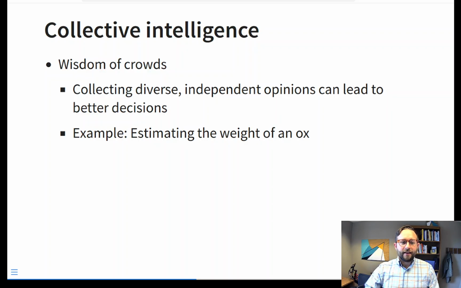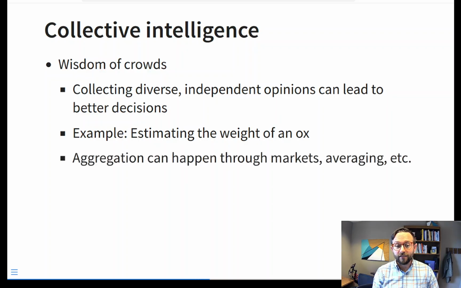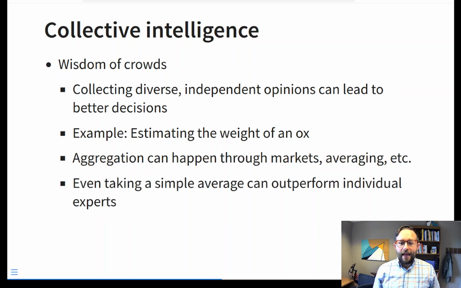In many contexts, collecting diverse independent opinions can lead to good decisions. The basic idea is that some people get things wrong in one way, and some people get things wrong in another direction, and in many cases those cancel each other out, and we get something close to the truth. There are different processes for aggregating people's beliefs. This can happen through markets or just literally taking an average, and often, as mentioned, even a simple average can outperform experts. It can do really well. So that's one version of collective intelligence.